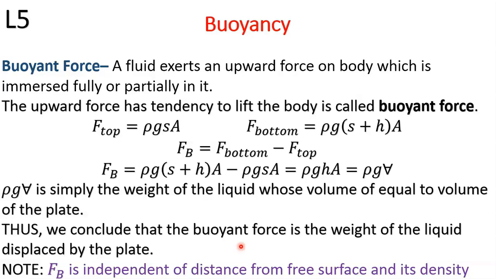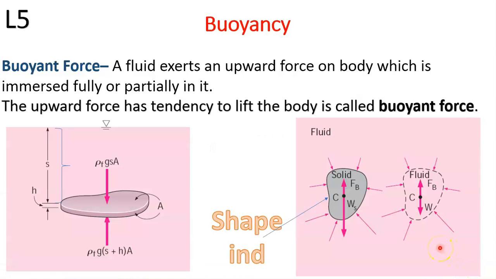So here I want to mention that the buoyant force is independent of the distance of the object from the free surface. So here S is not involved in this equation. And moreover, the density of the object which is submerged is also not playing any role at this point. Moreover, the buoyant force does not depend upon the shape of the object. It is independent of the shape of the object.